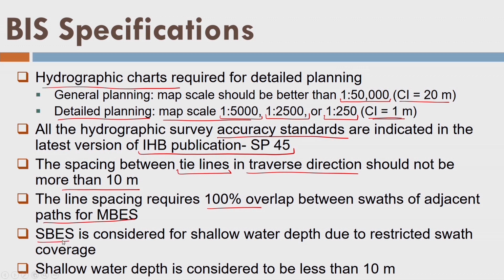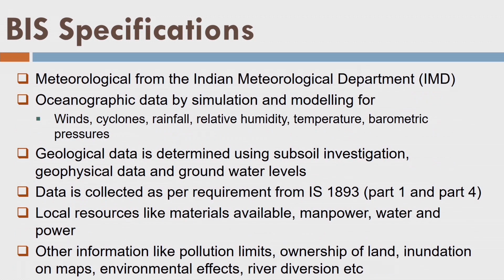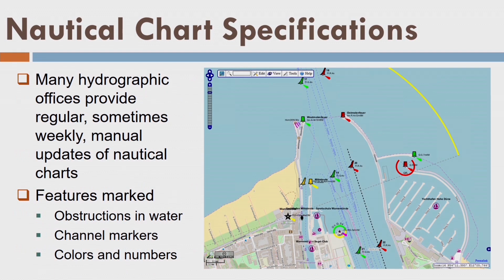So, single beam echo sounders are to be considered for shallow water depth. That means, if water depth is less than 10 meter, I can use single beam echo sounders. In addition to that, the Indian standards also specify meteorological data, oceanic data, geological data to be collected as per this standard. So, once we collect the hydrographic data by hydrographic survey, what do we do with the data?